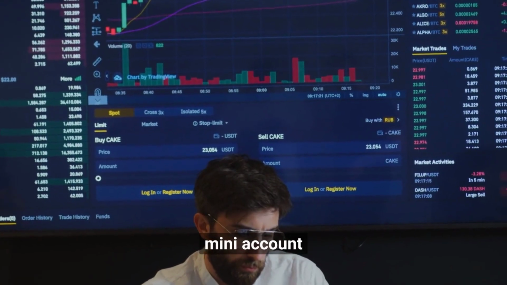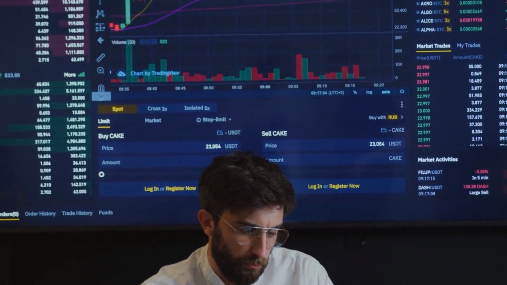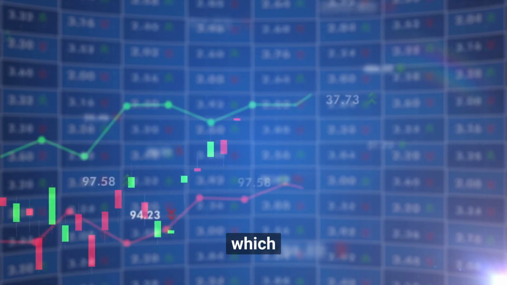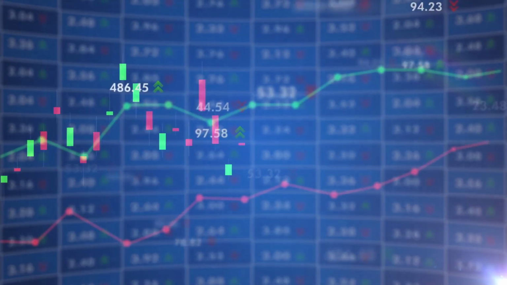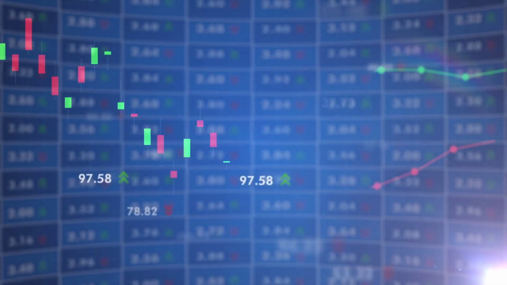Mini accounts are a popular choice for traders who have completed demo trading and feel ready to enter the Forex market. Mini accounts were originally intended for traders with less capital to invest, as they involve trading smaller lot sizes of 10,000 units instead of the standard 100,000.